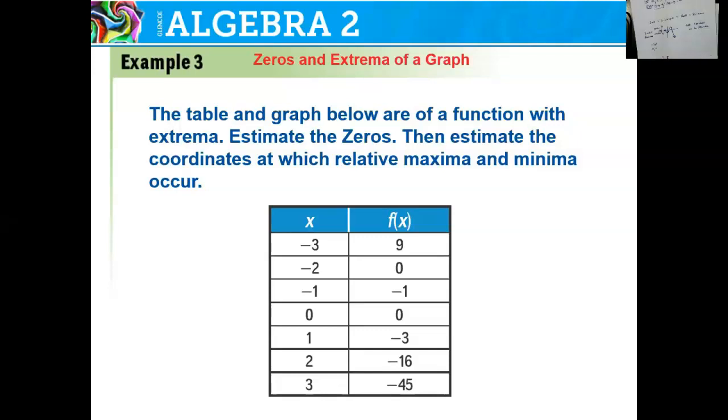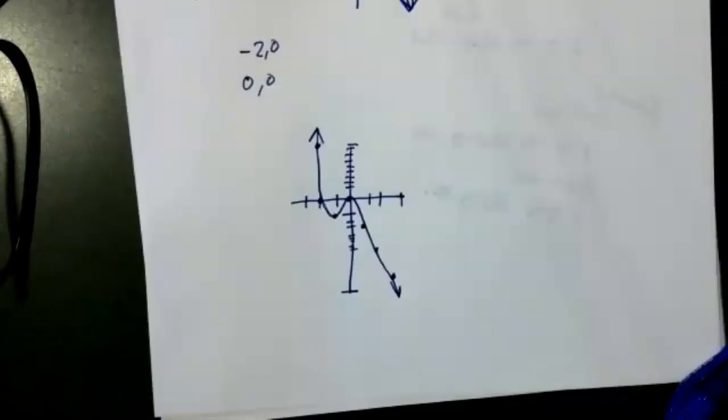Okay, and I'm just plotting points right now so I can kind of show you a little bit better. 0, 0, 1, -3. That way you guys are able to see it a little bit better. 2, -16, 3, -45. Okay, you can pick it up from the table, but there's no shame in just graphing it at the same time.